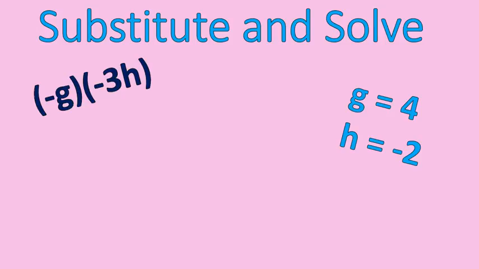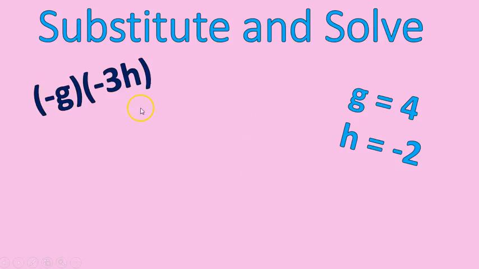I want you to solve this one. -g times -3h when g equals 4 and h equals -2. You have to remember the rules for multiplying negatives to be able to do this one. Go ahead and pause the recording and try that one out. Our first step is substitution. We have to plug in the variables. For the variables g and h, we have to plug in these values of 4 and -2.